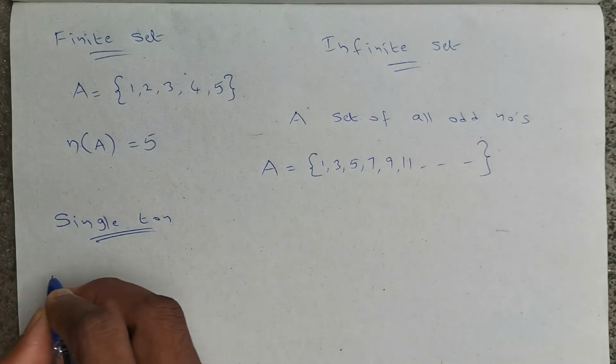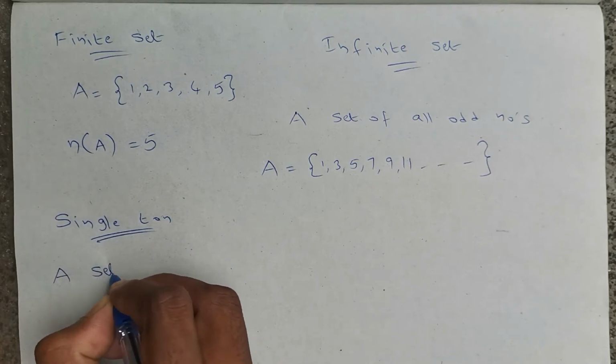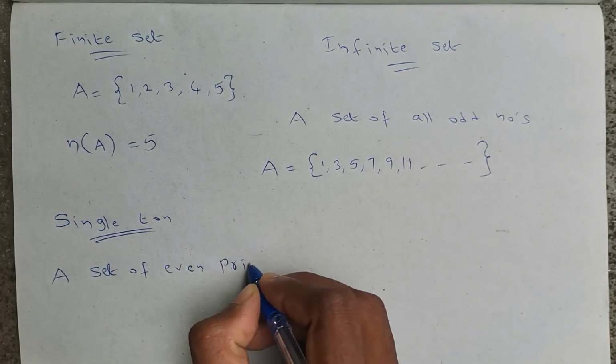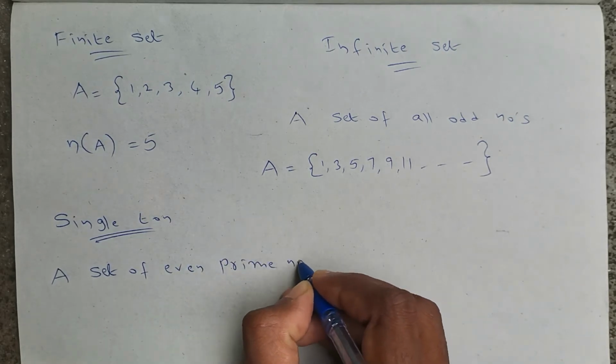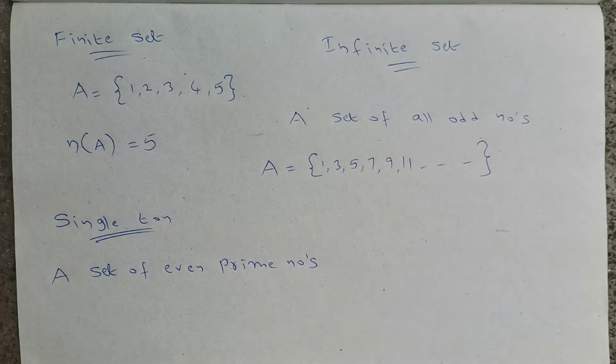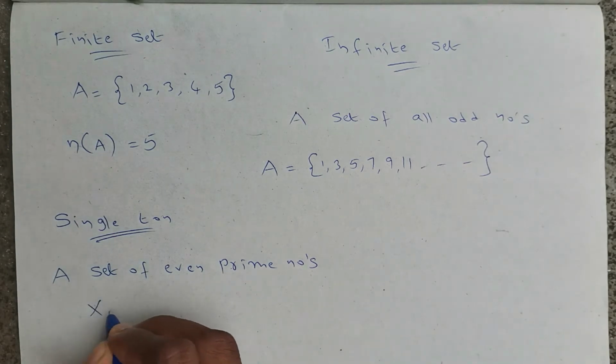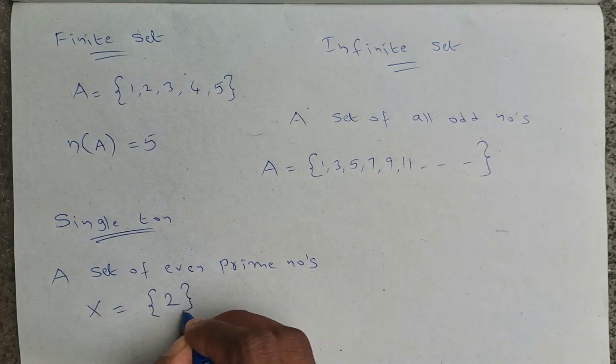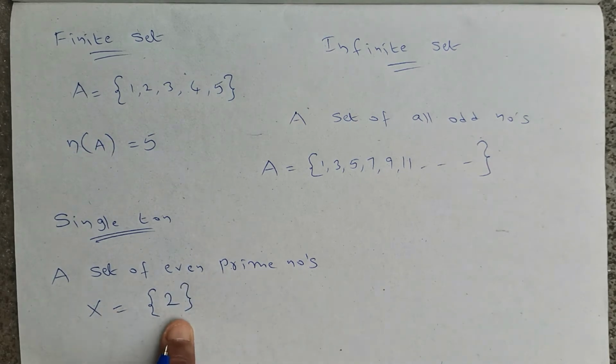For example, a set of even prime numbers. So some set X. In the total list of prime numbers, we have only one even number, that is 2. So this set has only one element, and this kind of set is called a singleton set.